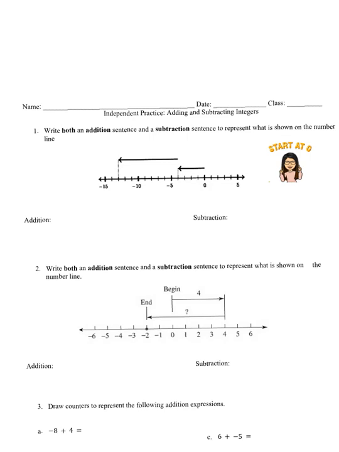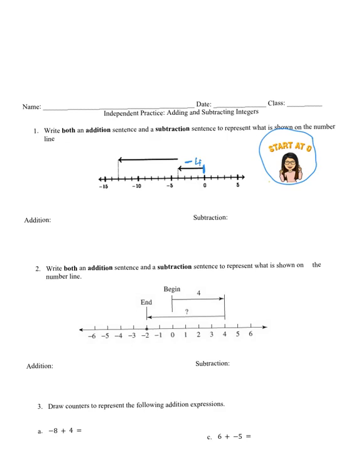Alright, we're gonna work on independent practice adding and subtracting integers. Number one, we're gonna write both an addition sentence and a subtraction sentence to represent what is shown on the number line. So we always start at 0. We're gonna look at the arrow that starts at 0, this one right here, and we're gonna see how many units. It is 4 units to the left, so it's a negative number, -4.